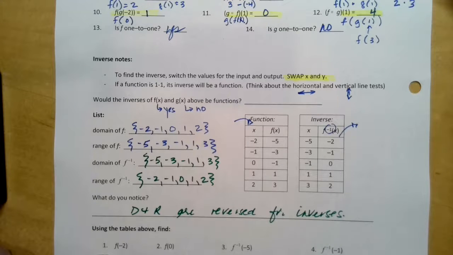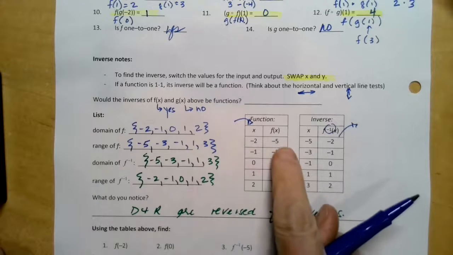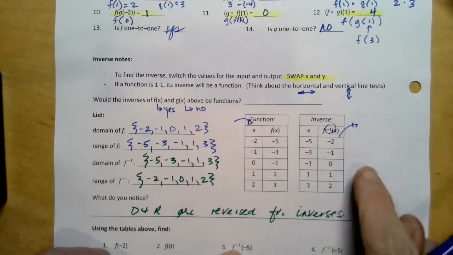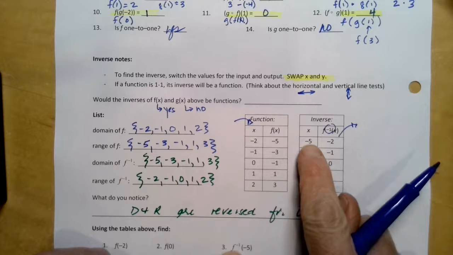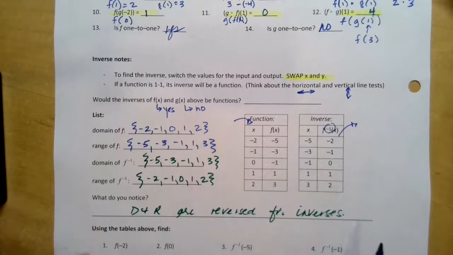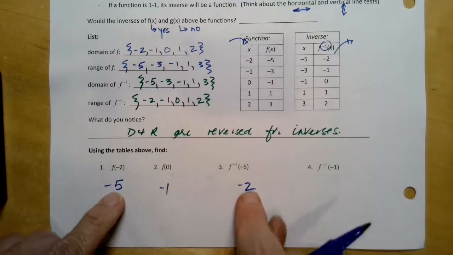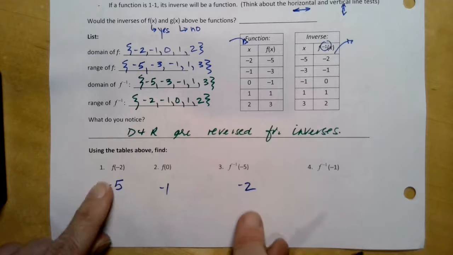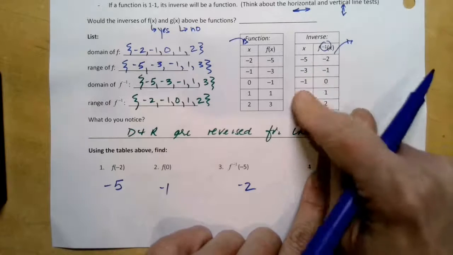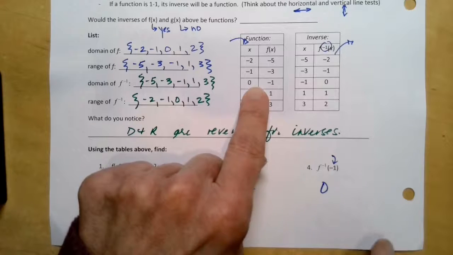All right, using the tables above, find. So an input of -2 gives an output of -5. An input of 0 gives an output of -1. An input of -5 in my inverse is going to give me an output of -2. So we can see this relationship here between these two. See this relationship here with our inverse? Our domain and our ranges are switched. So the inverse, when I have an input of -1, is 0, which is the same as if I had looked at -1 being the outcome.